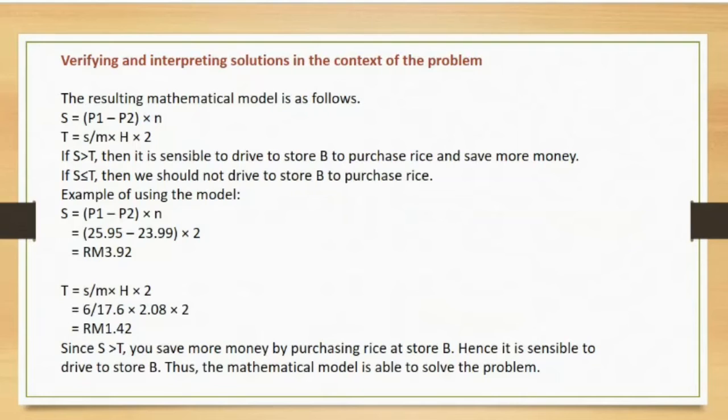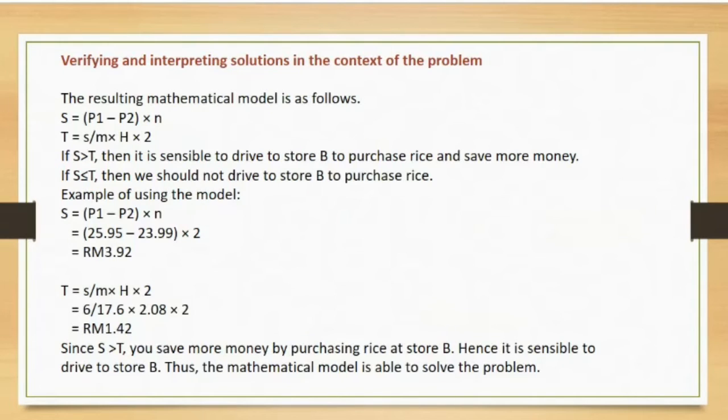Verifying and interpreting solutions in the context of the problem. The resulting mathematical model is as follows. S equals P1 minus P2 times N. T equals S divided by N times H times 2. So by using the formula above, S equals 25 ringgit 95 cent minus 23 ringgit 99 cent times 2, we get 3 ringgit and 92 cent. For T, we use 6 divided by 17.6 times 2.08 times 2, so we get 1 ringgit and 42 cent.